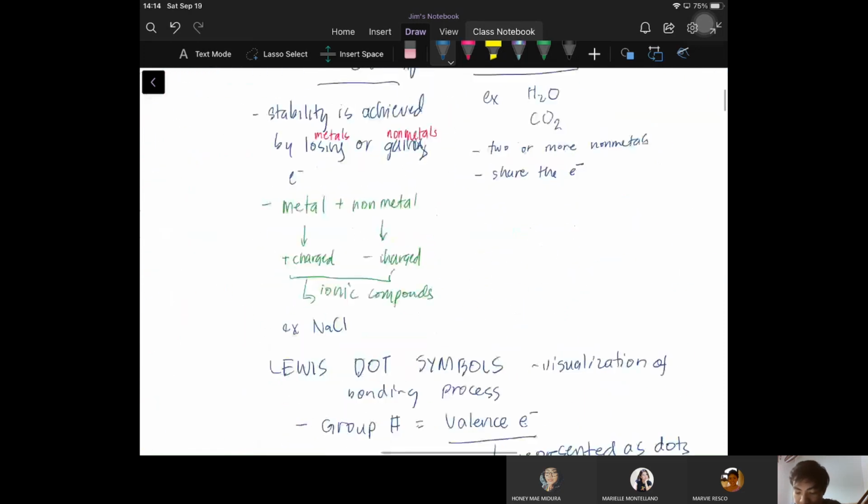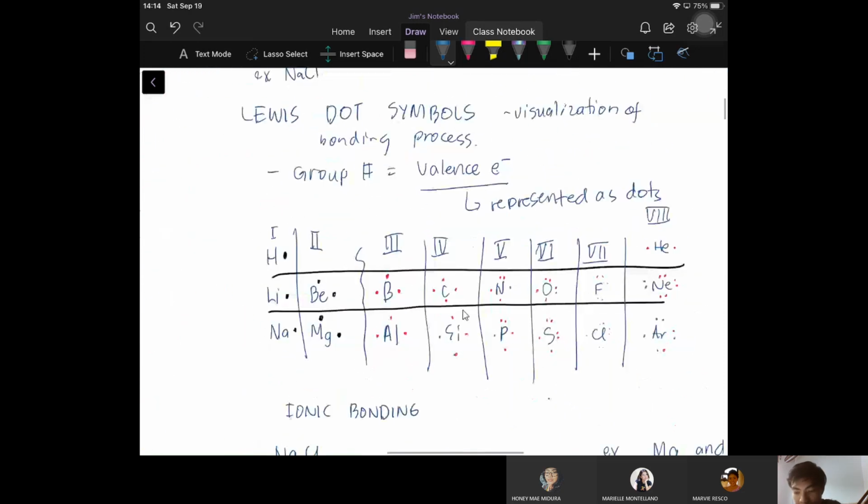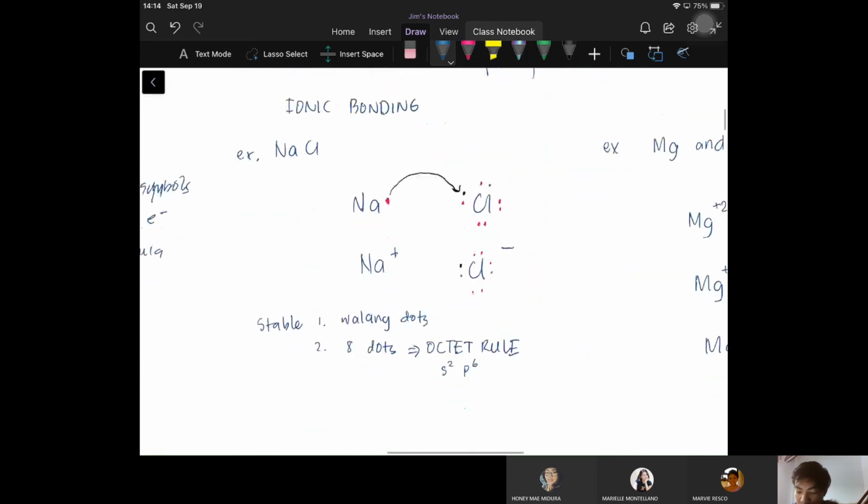Okay, so yan. And we represent the bonding process, the transfer of electrons, using Lewis dot symbol. So for ionic bonding, we see that the electrons are transferred from the metal to the non-metal. So the metals will lose all the valence electrons. And the non-metals will accept electrons until it is already 8, 8 dots or octet rule na siya.